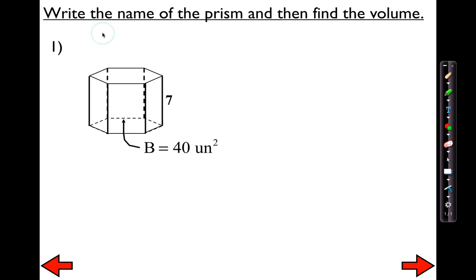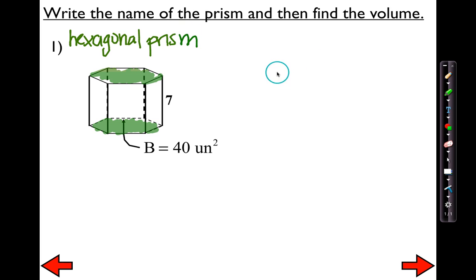Okay, so with that said, let's go ahead and start practicing here. Number 1, it says to write the name of the prism and then find the volume. First, it's important to understand what the base is. The base would be these two shapes here. I know that this is the base because there's two of them, and they are congruent. Since this base has 1, 2, 3, 4, 5, 6 sides, this is called a hexagonal prism.